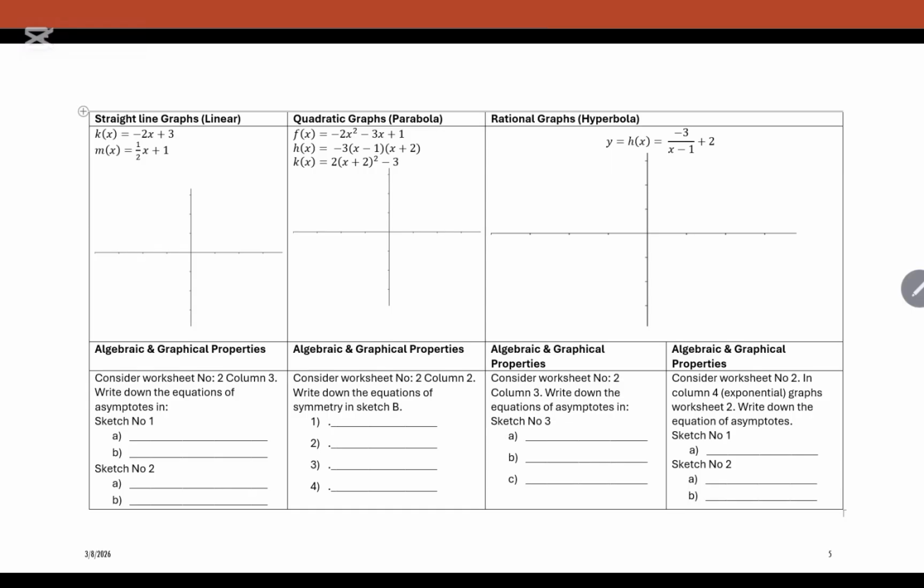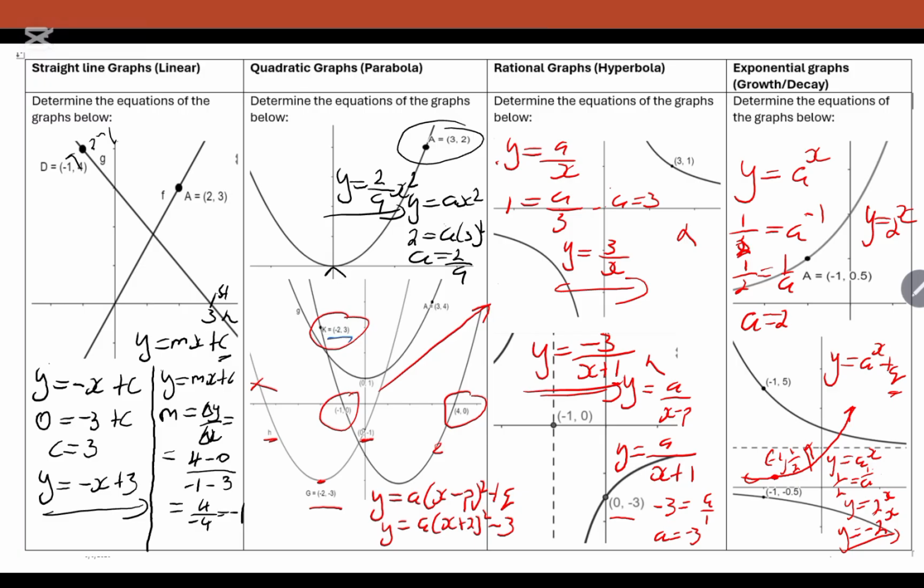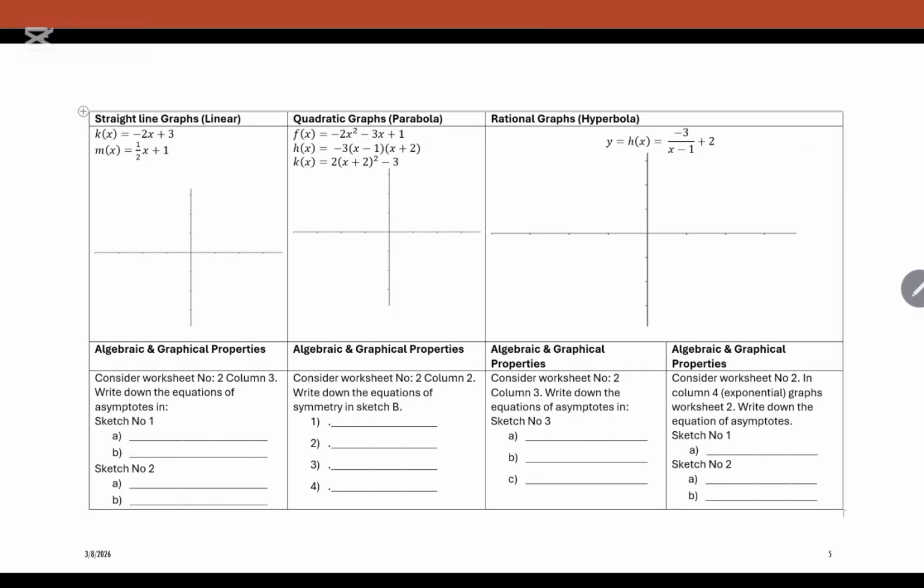Now, at the bottom here, I was giving them questions that are based on the graphs that they were given. If you look at the first one, it says, consider worksheet number 2, column number 3. Write down the equations of the asymptote. So let's go to worksheet number 2, column number 3. What are the equations of the asymptote of the first graph? The equation of asymptote is the line y is equal to 0.